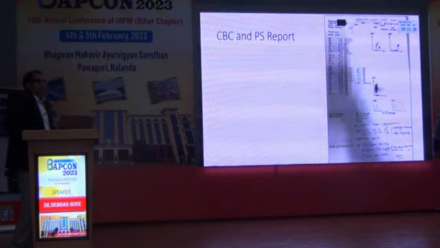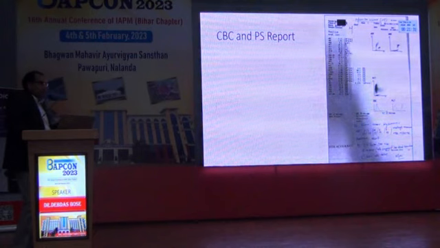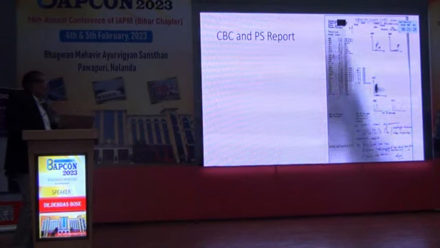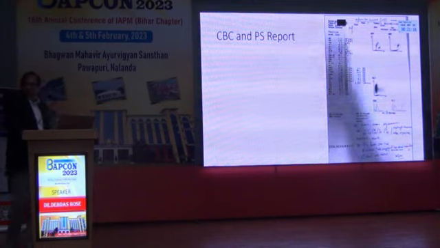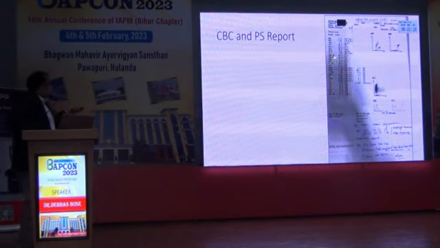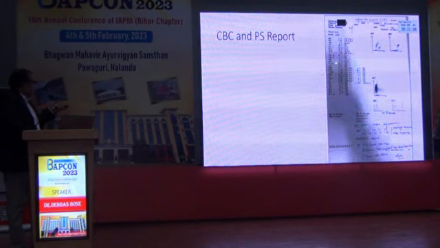RDW is red cell distribution width. Red cell distribution width is of two types; we'll discuss in detail. One is CV, which means coefficient of variation, and one is SD, standard deviation. We'll discuss later on. Then comes PDW, which means platelet distribution width. Then the MPV, mean platelet volume, and then your PLCR.